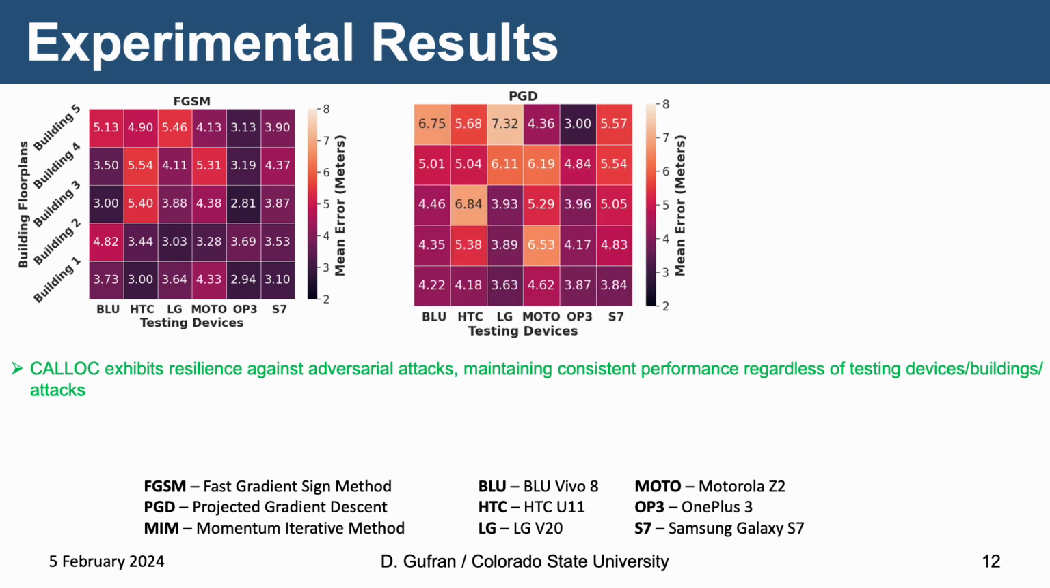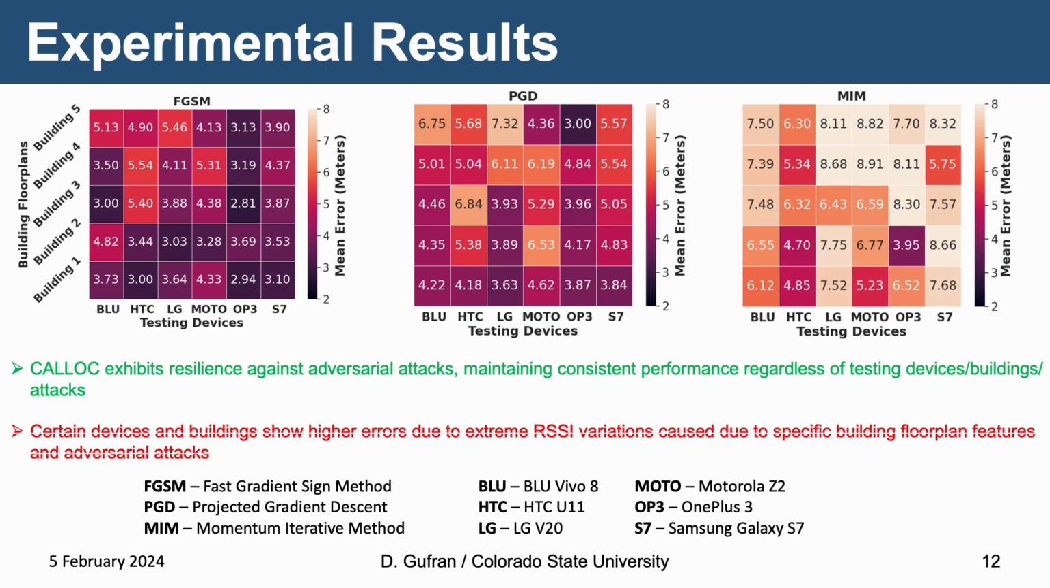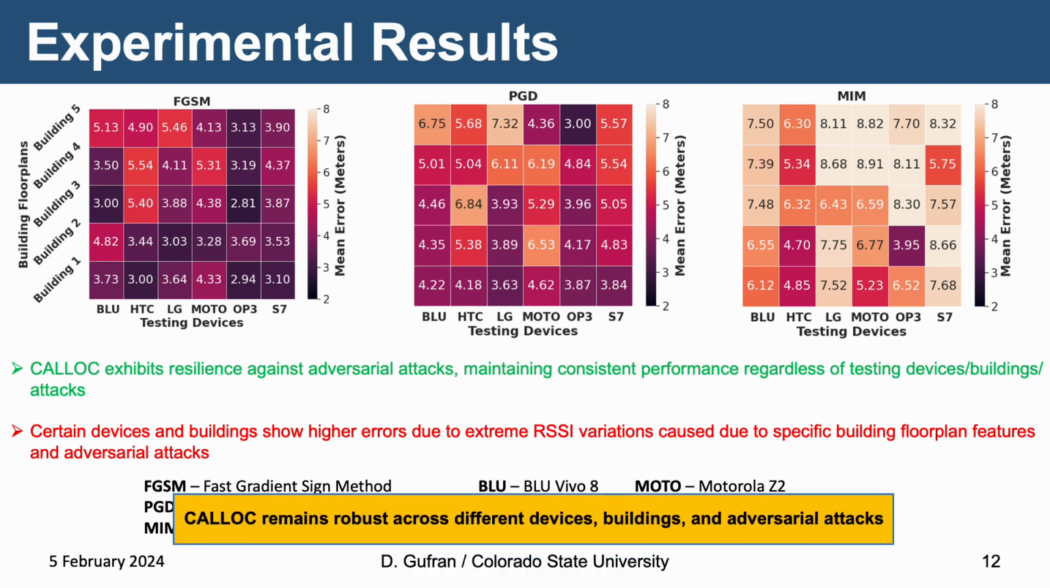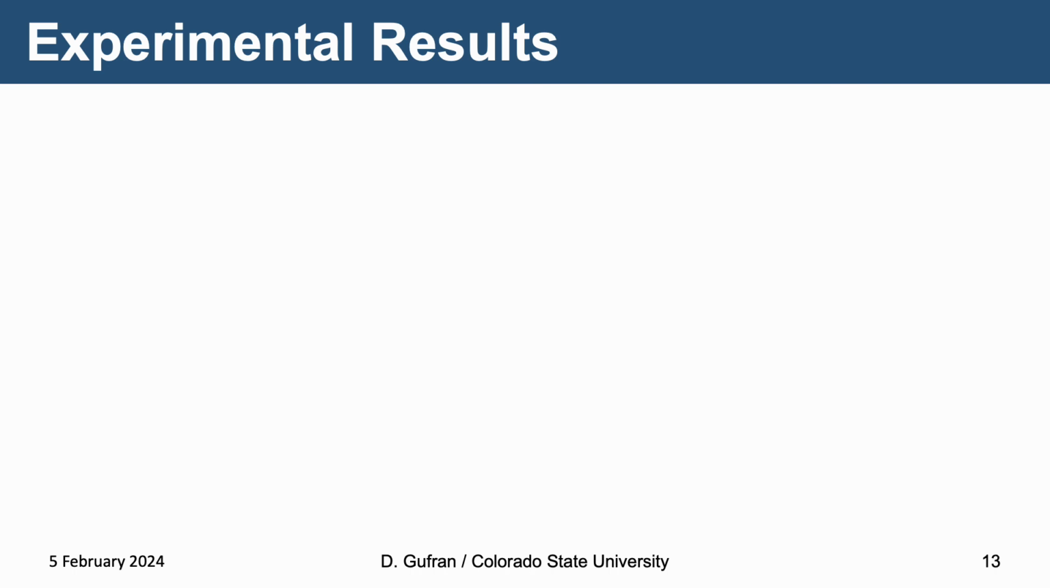Similar trends were observed when evaluating CALLOC's performance against PGD and MIM attacks. However, it is essential to note that certain devices and buildings exhibit higher errors attributed to extreme RSSI variations resulting from specific building floor plan features and the influence of adversarial attacks. In conclusion, CALLOC remains robust across different devices, buildings, and adversarial attack scenarios.